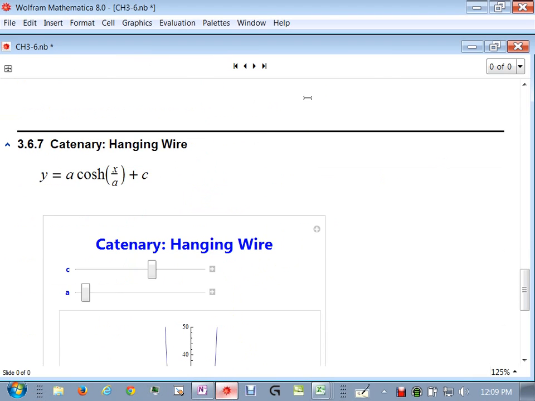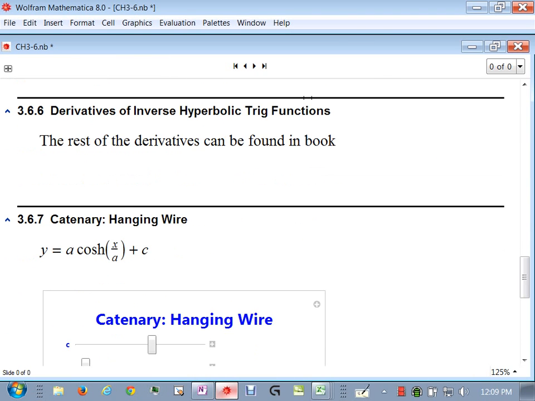All right, I'm going to move on. The rest of the derivatives of the hyperbolic inverse trig stuff can be found in the book, and also on the formula sheets that I was telling you about. They're all there.